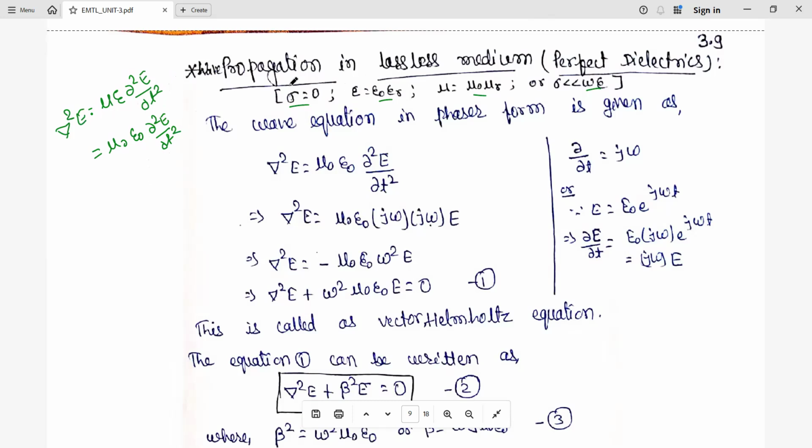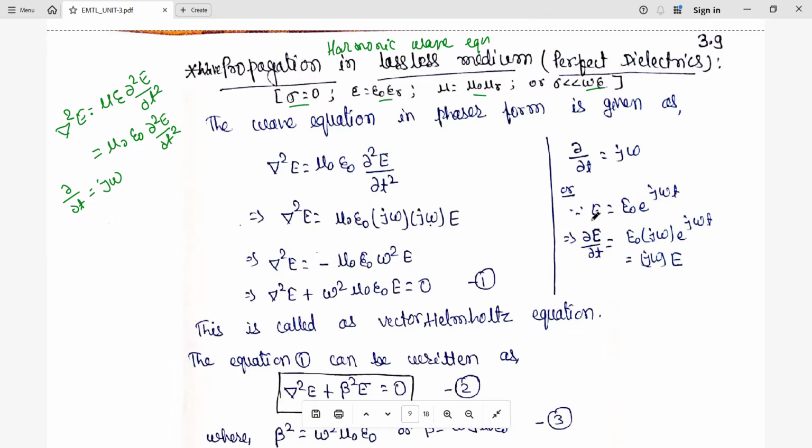Now this can also be called harmonic wave propagation. Here, in place of dou by dou t, we are going to write j omega. So finally, you are seeing that we have dou by dou t, which is j omega, and dou square by dou t square, so j omega came 2 times.